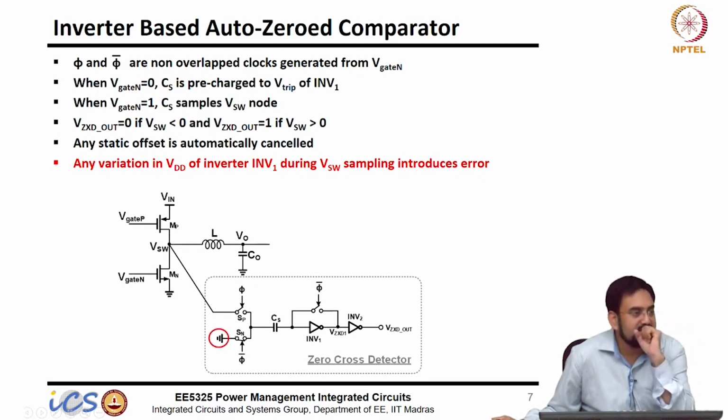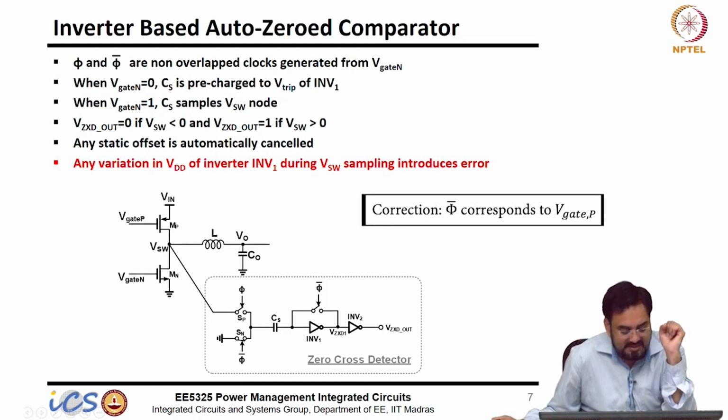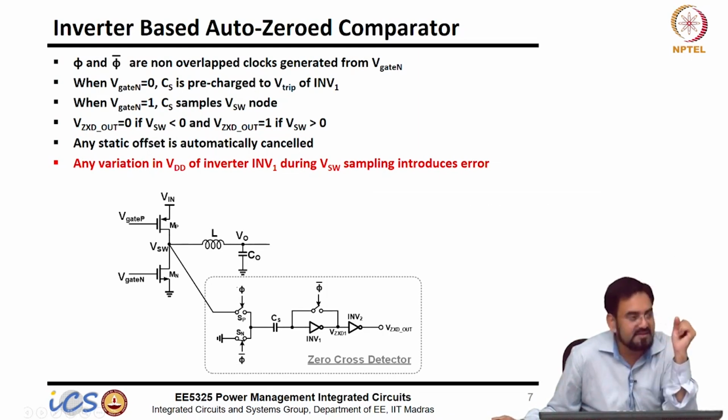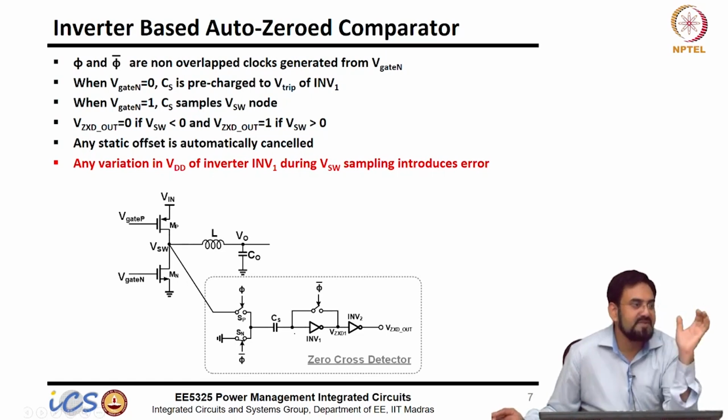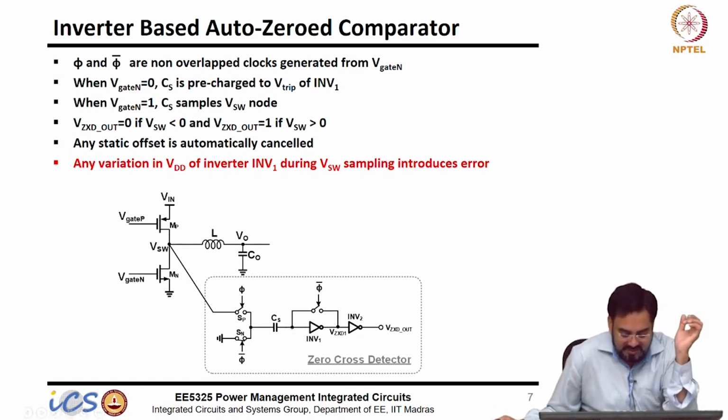During phi bar you sample this. This phi bar is synchronous with your V gate N, and phi is in synchronous with V gate N. The reason we require a non overlap clock for any switched capacitor circuit is that otherwise there will be charge sharing and your output will be completely screwed up. So let us see what is happening.